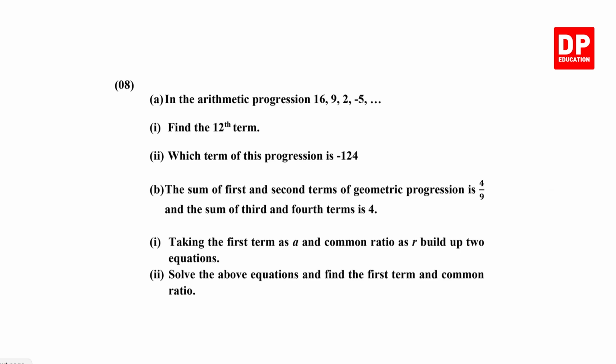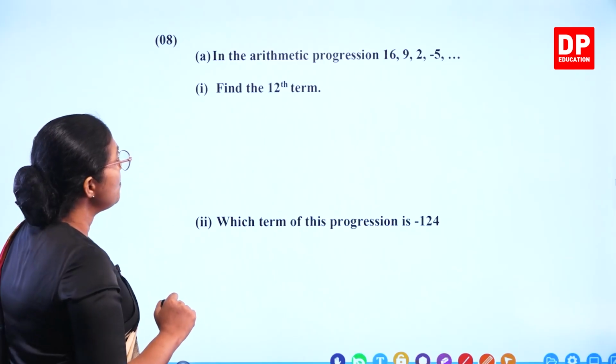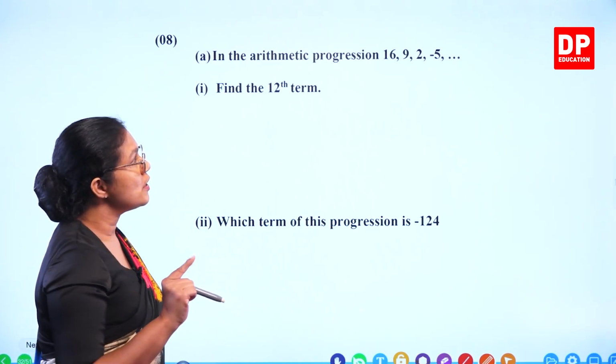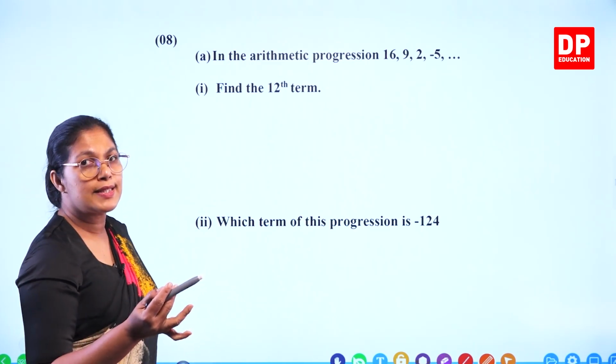Question number 8, it's about arithmetic progression. And also you get a part in geometric progression as well. In the arithmetic progression, 16, 9, 2, minus 4. 4 terms are given. Find the 12th term.